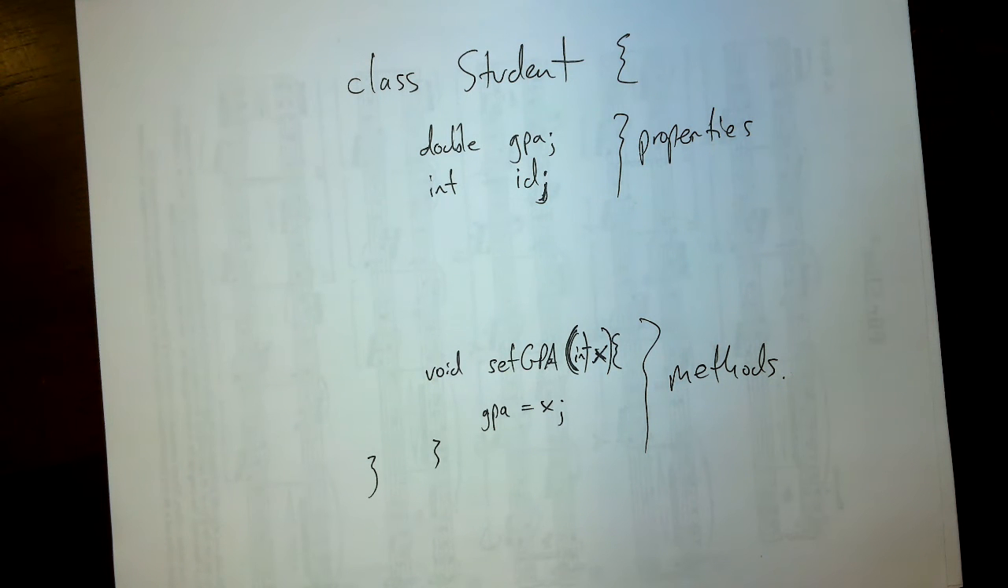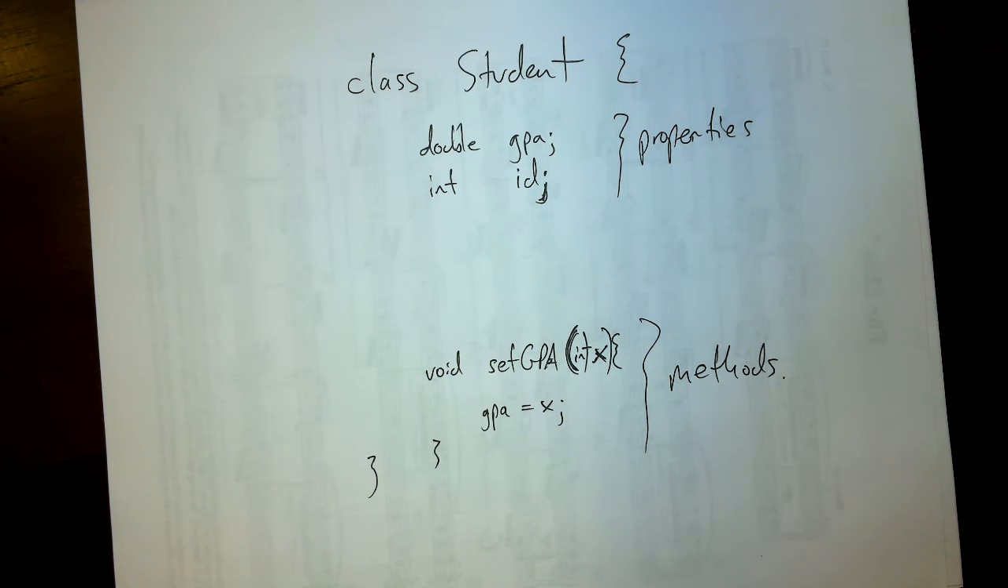But this is just kind of like an architectural diagram. A class is not something you can actually use, right? If you have an architectural diagram, you still need to build the house or the building or whatever it is that your architectural diagram is. So a class is just kind of this description of what a student is, but we don't actually have any students yet. We don't have any objects.